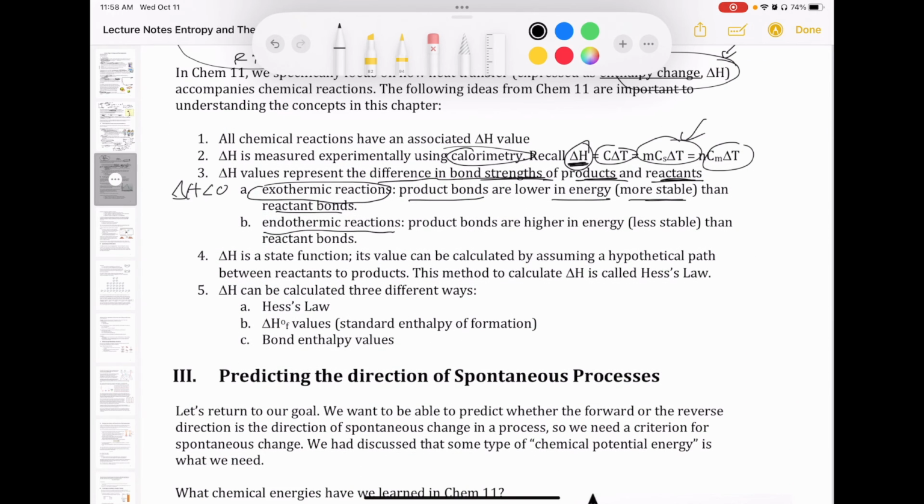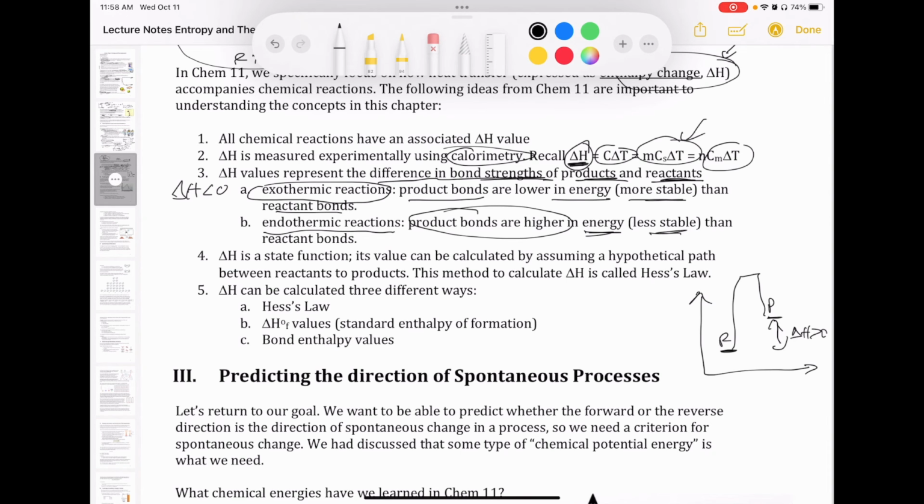If you have an endothermic reaction, in this case, the opposite happens. The product bonds are higher in energy, they're less stable than the reactant bonds. So the drawing for that would look something like this. You have reactants lower, products higher, and still have your transition state in the middle. But now that delta H, this quantity, is going to be positive.